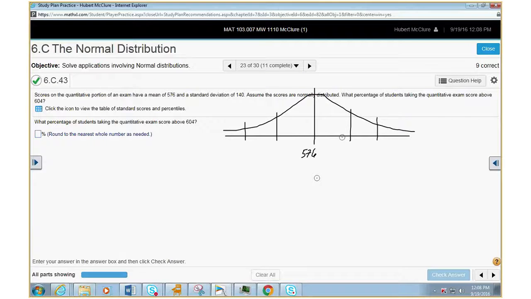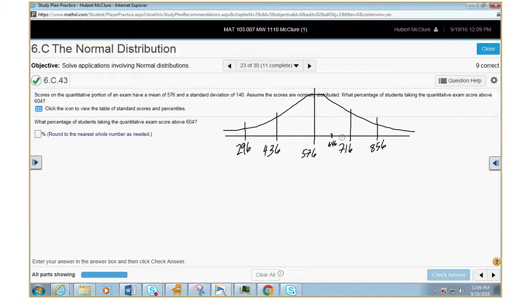Add them for me: 716. 850? And to the left? 436. 296. That's good. And they're wanting to know what percentage of students are at 604. So take 576 plus 716 and divide it by 2. What do you get? 646. So 646 is right here.